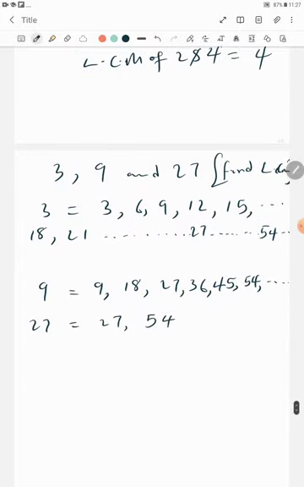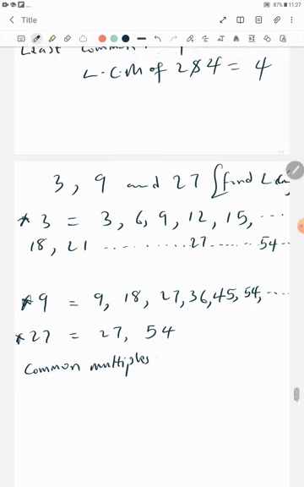I just want you to see the literal meaning of the word LCM. That's lowest common multiple. Of course, we are going to see how properly to find this easily, but we are just looking at the meaning. So if I'm going to write out the multiples that are common to 3, common to 9, and common to 27. Common multiples now.